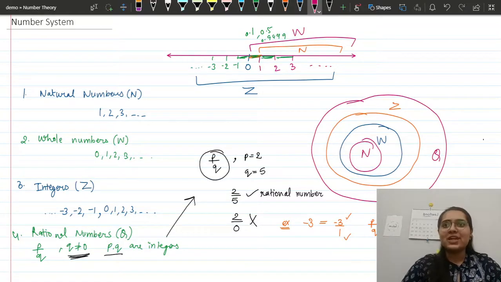So we studied 4 types of numbers: natural numbers, whole numbers, integers, and rational numbers. Rational numbers are the numbers that are written in the form of P upon Q, where P and Q are integers. Integers are the whole numbers plus all the negative numbers. Whole numbers are the numbers that start from 0, and natural numbers are the numbers that start from 1.